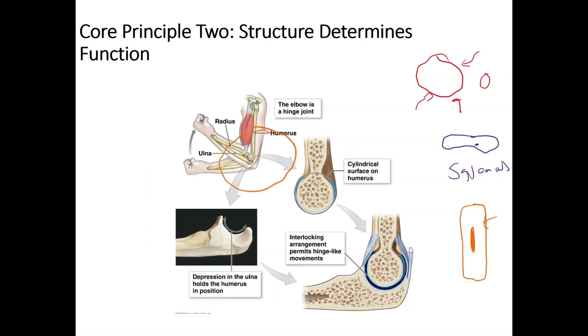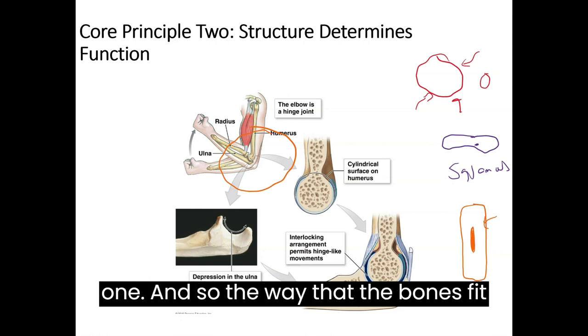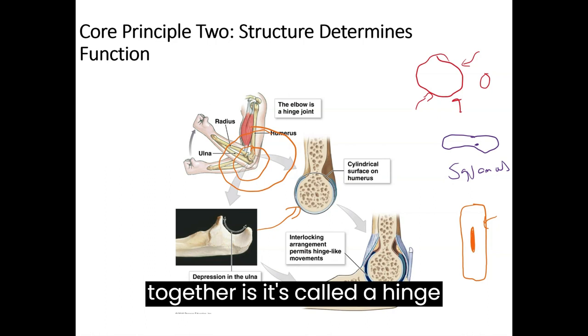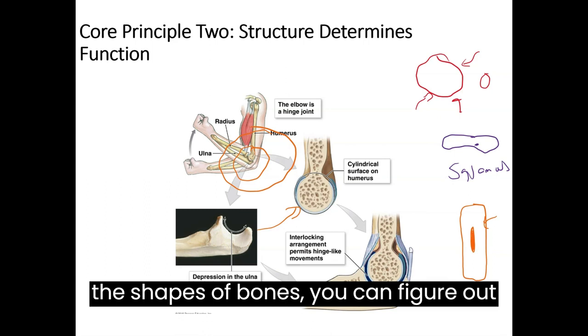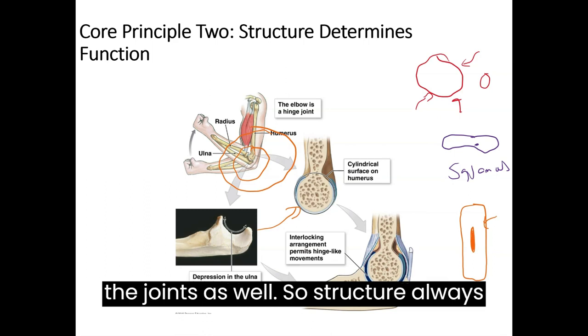This is showing you your elbow joint, which we'll look at in Lab 1. And the way that the bones fit together is called a hinge joint. So a lot of times if you look at the shapes of bones, you can figure out the joints as well. So structure always determines function.